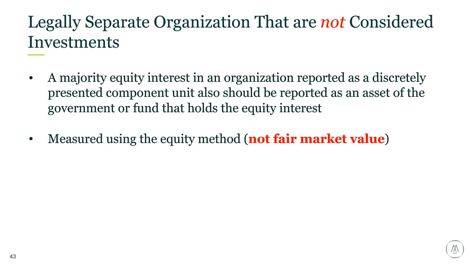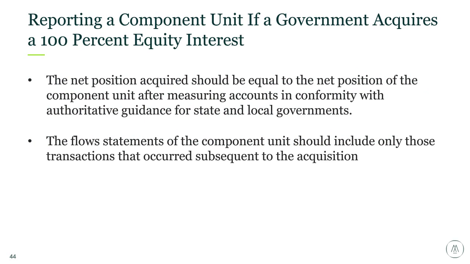All right, so let's now talk about those cases when reporting a component unit if the tribe acquired 100% equity interest in them. There was guidance missing from GASB Statement 69 when a government acquires an entity that remains a legally separate organization. This standard clarifies that reporting. Bottom line, the component unit's balance sheet should be measured at the date of acquisition based on the consideration provided and also should include the net resources exchanged to complete the acquisition.